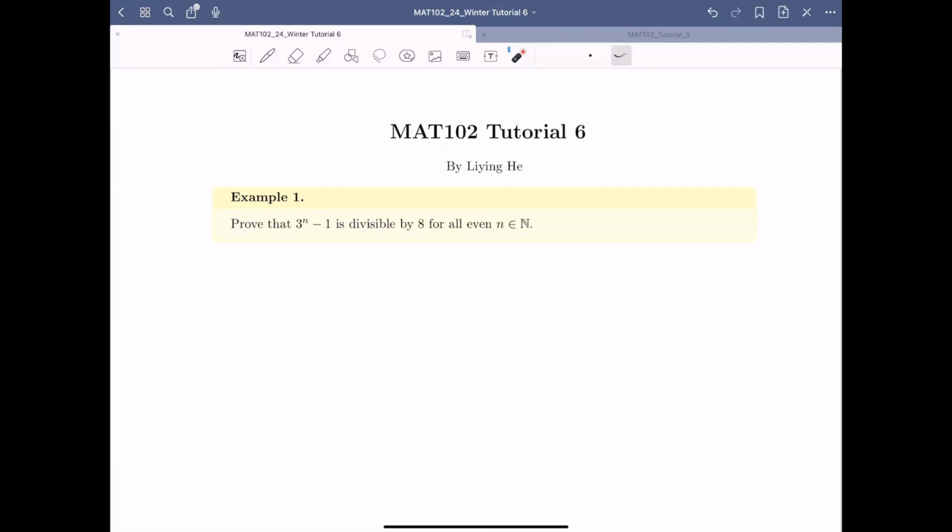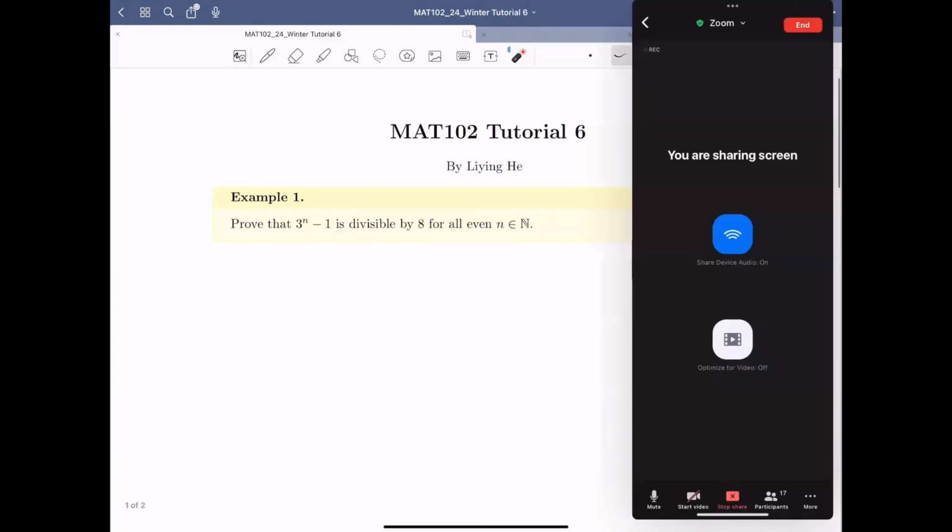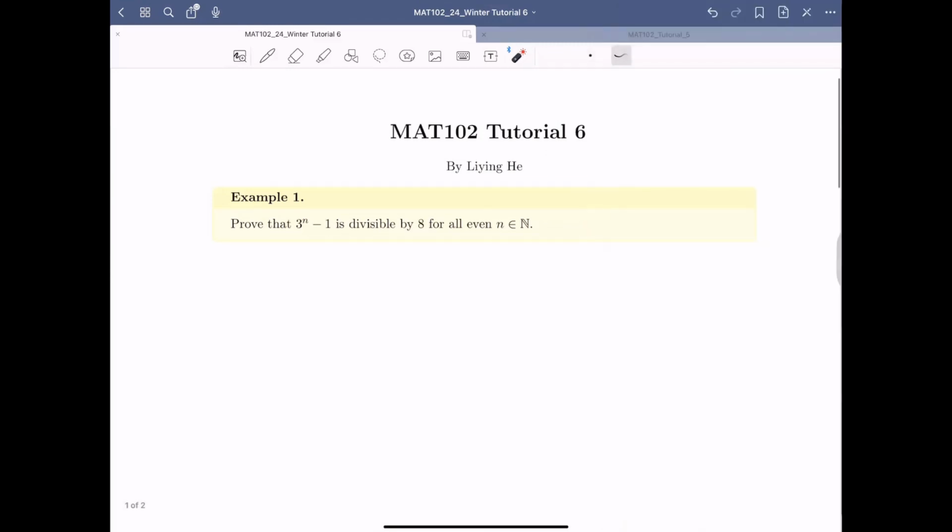Any question before we start the example? Anything? Okay, no question here either. Okay, so let's get started with the first example.